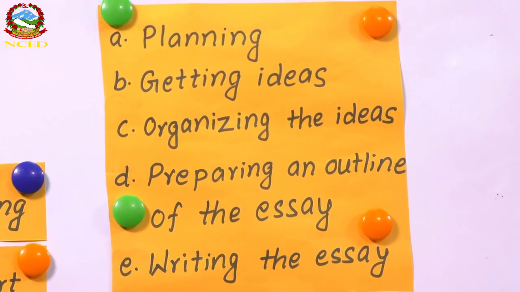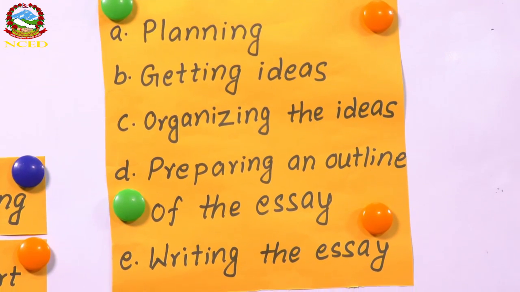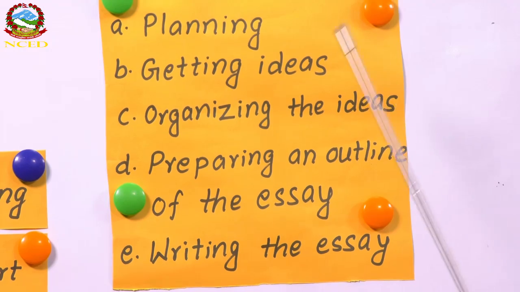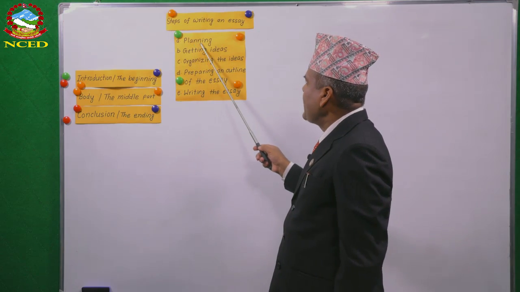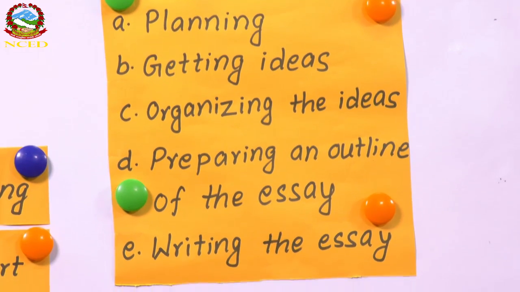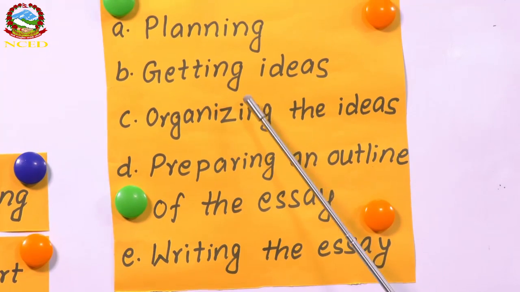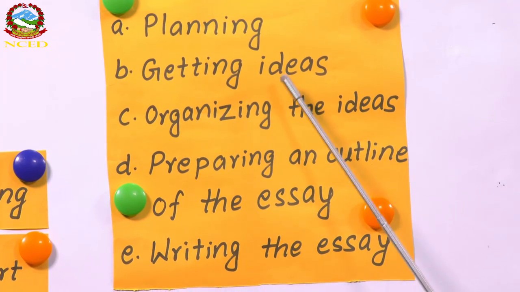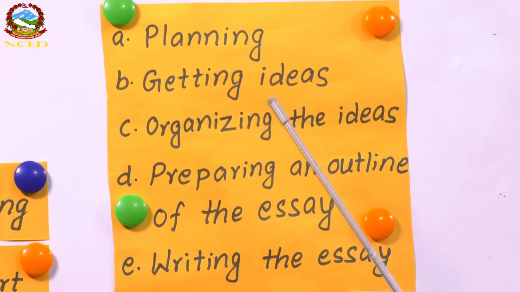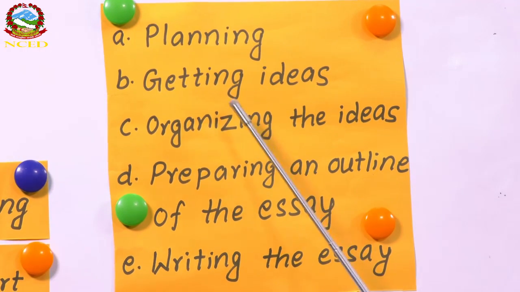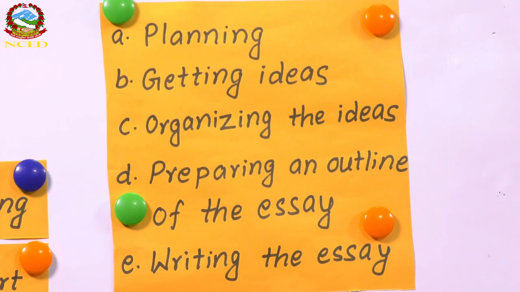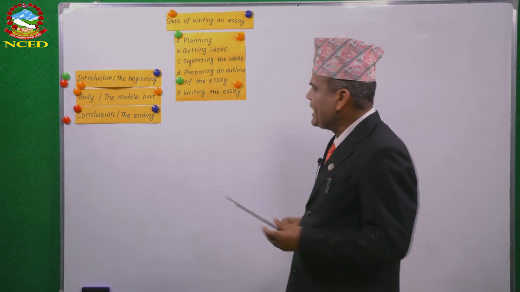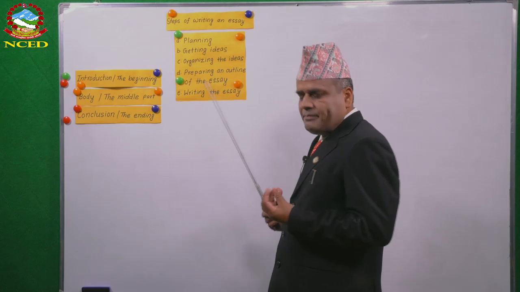The first is planning. When we write an essay, we need to make a particular plan. So planning is the first step of writing an essay. And after planning, we get the ideas. First in planning, we become sure which essay is to be written, and then we get ideas to write the essay. Getting ideas means collecting information about the writing.